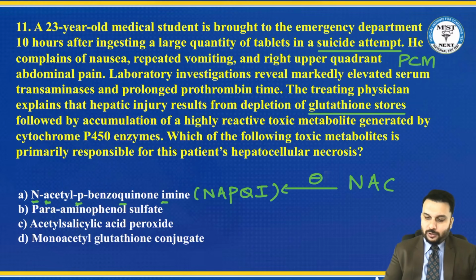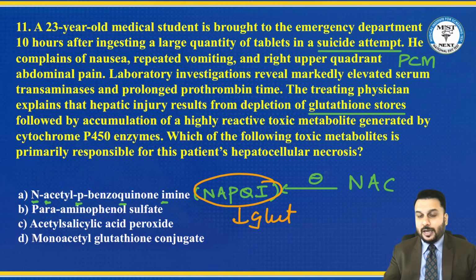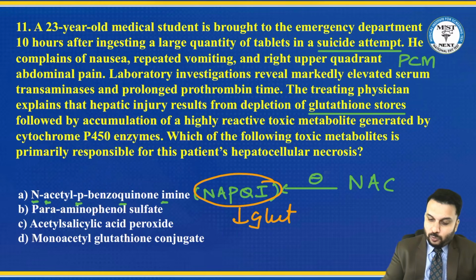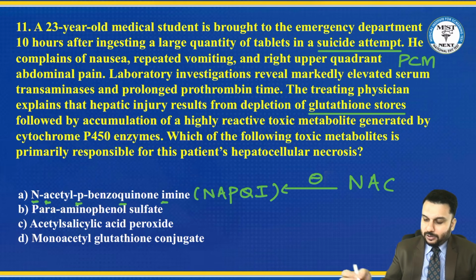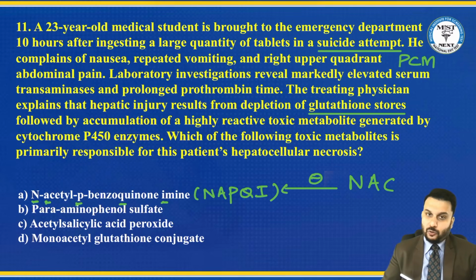What does the villain do? This is the bad guy, sir. Who's the bad guy? NAPQI. NAPQI will reduce glutathione. Glutathione is an antioxidant. It is a good guy who will go down now. So, what are we doing? We are damaging the villain by giving an antidote called N-acetylcysteine. So, basically, that's something you have to keep in mind.